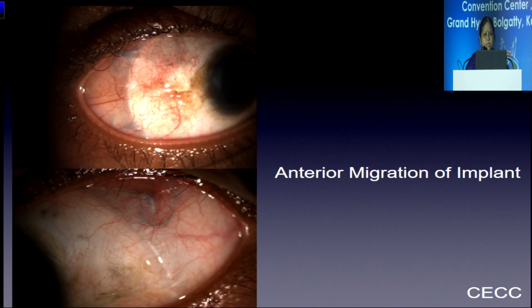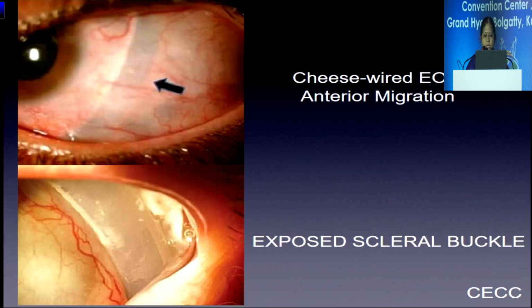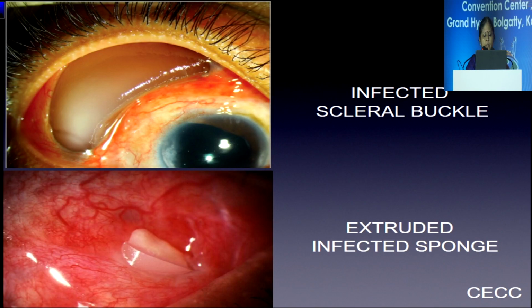This is another situation that is commonly seen when your explant suture gives way and the buckle starts migrating forward. Anteriorly, it comes under the extraocular muscle, and sometimes it may cheese-wire through the muscle and come very close to the limbus. And these buckles usually get extruded through the conjunctiva, ultimately get infected, and they have to be removed. Here you can see a sponge extruding in the same way.